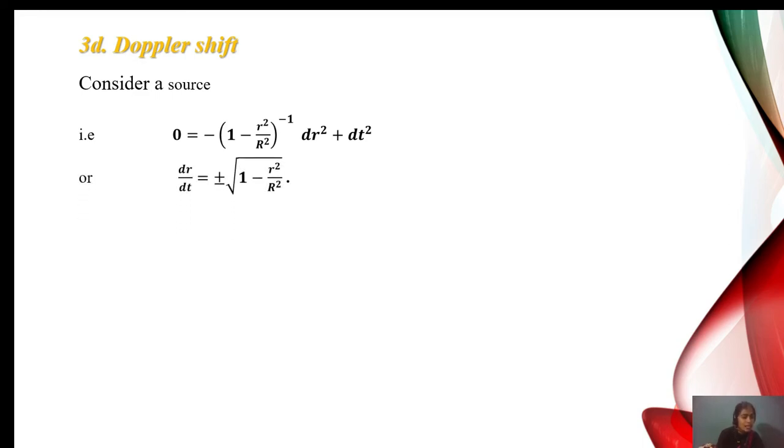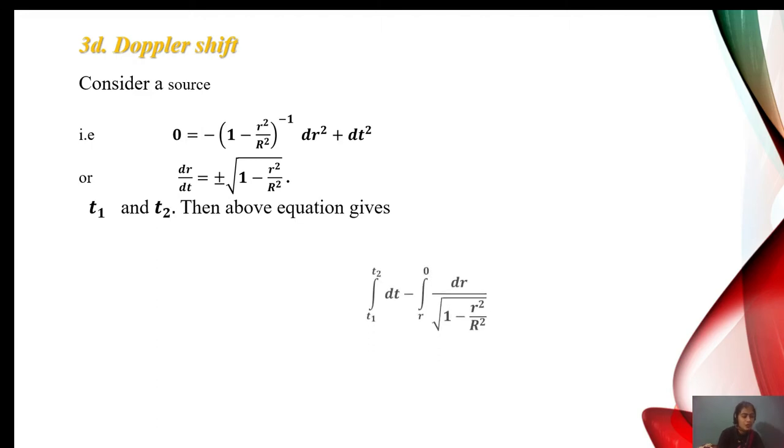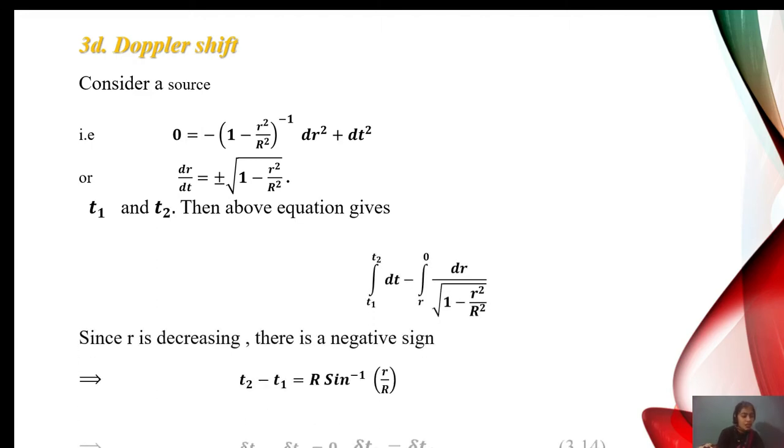You know that dr upon dt equals plus or minus square root of 1 minus r square upon capital R square. Between t1 and t2, the above equations give the integration from t1 to t2 of dt, minus the integration from r to 0 or 0 to r of dr upon the square root of 1 minus r square upon capital R square.